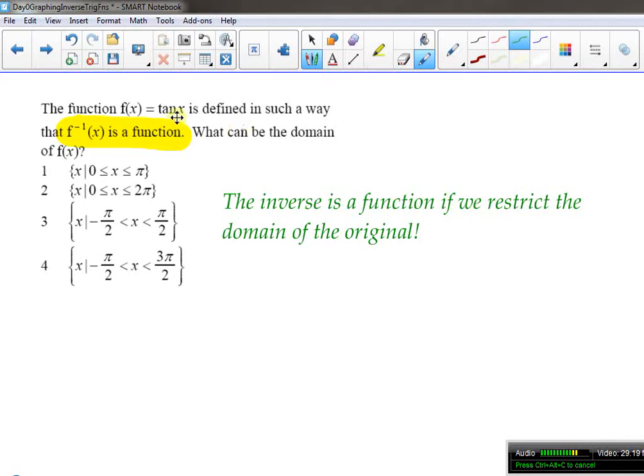It says the function tangent of x, we want to define it so that its inverse will also be a function. And so what will be the domain? How can we define tangent of x so that when we do take the inverse it is also a function? Well, we're just going to take that one piece of that pink tangent curve, and the piece we're going to take is the piece that exists in between minus pi over 2 and pi over 2.